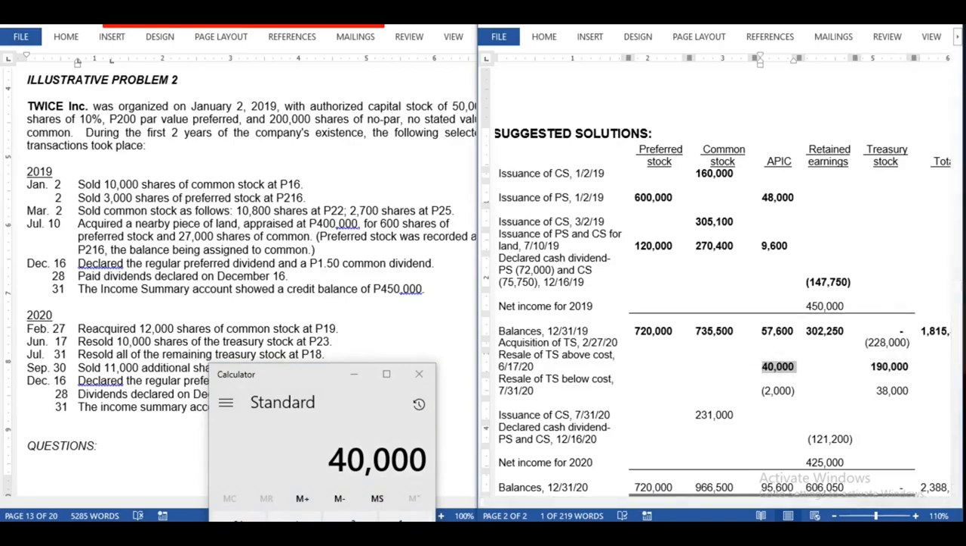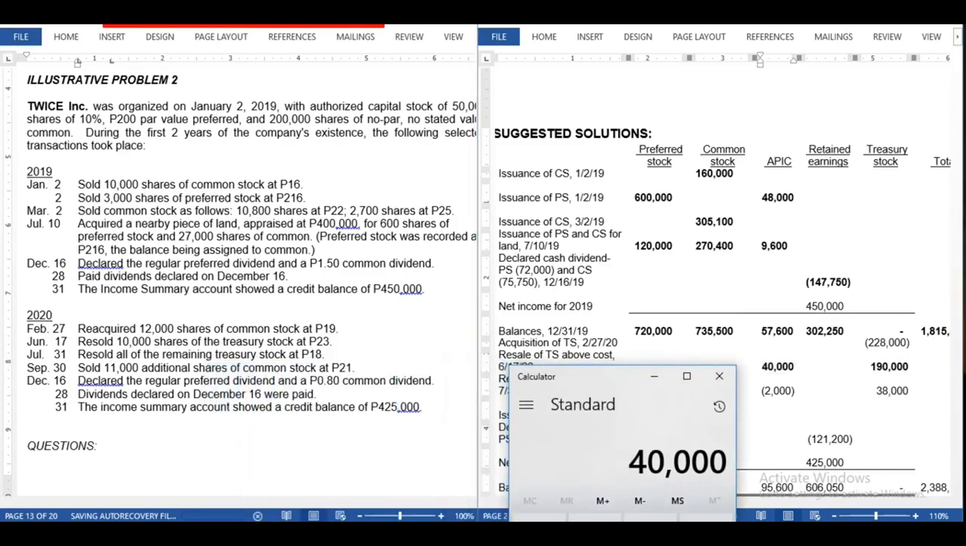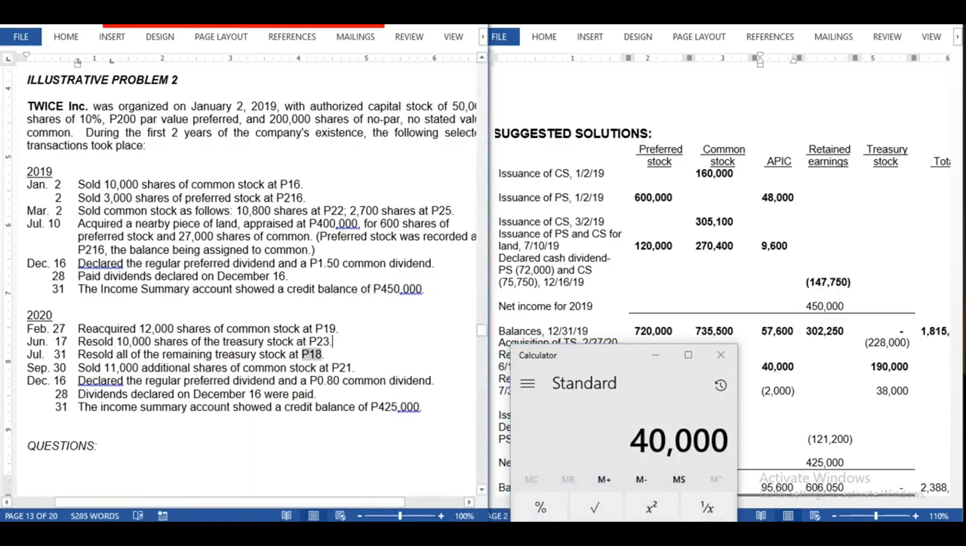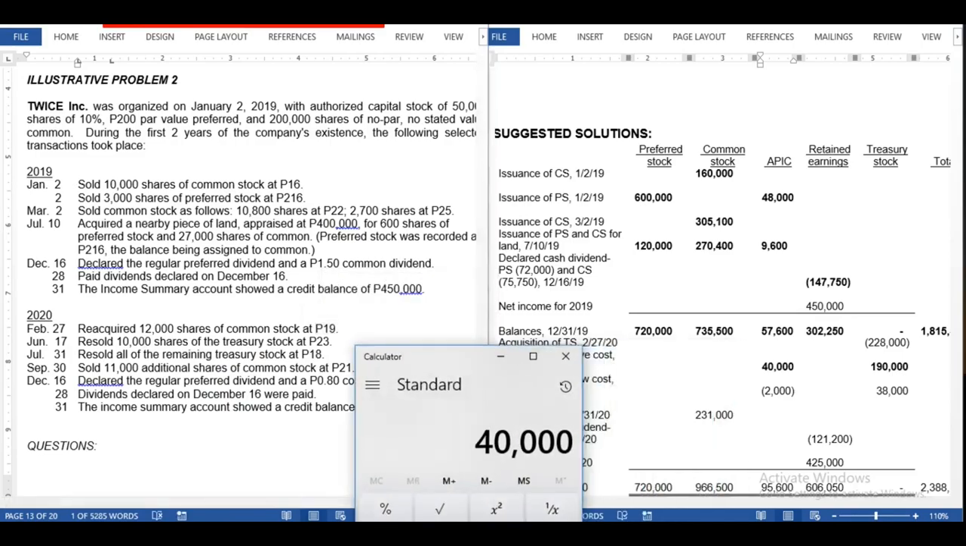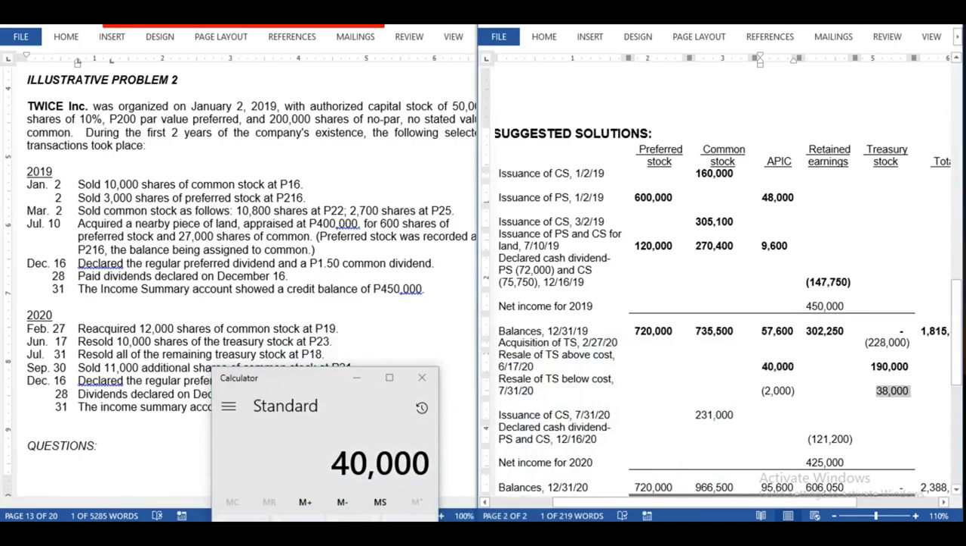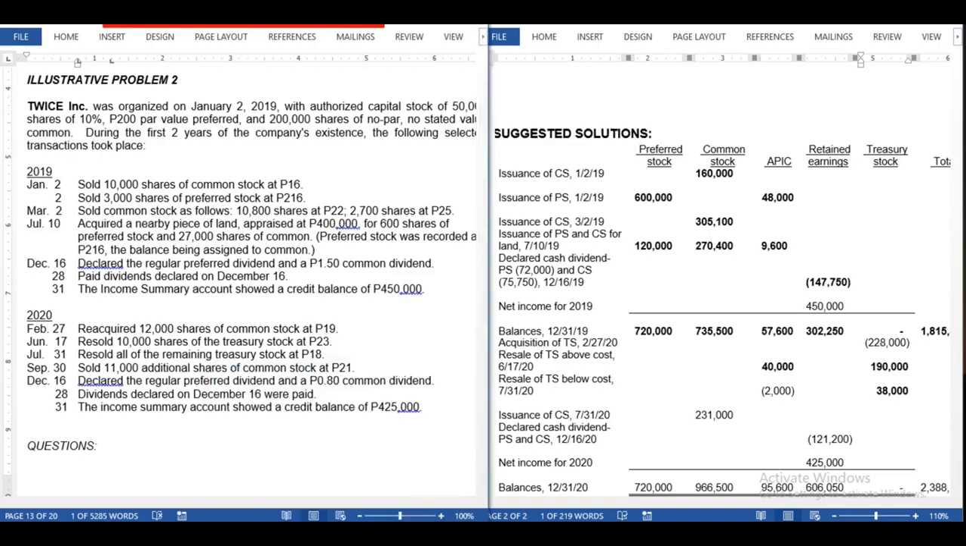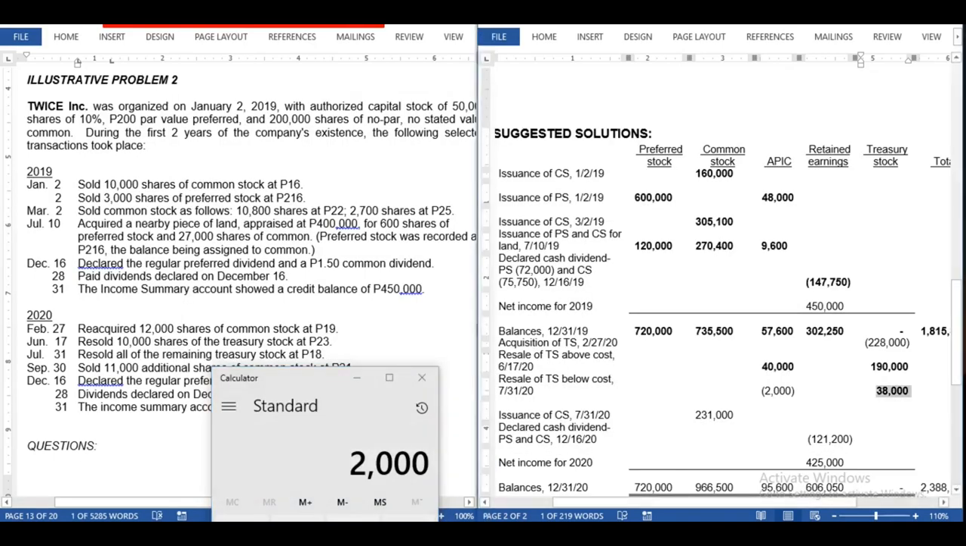Okay? And then the next one. It was resold, treasury stock resold below the cost. Okay? So 18 na siya, so it has a difference of 1. But of course, don't forget once again, treasury stock is recorded at cost. So how much is the acquisition? 19 times all the remaining 2,000, right? So 19 times 2,000 remaining, so it has 38. Okay. It will be deducted from treasury shares. And the 1 peso difference for 2,000, right? Only 2,000 remain. Multiply by 1 peso, because it is the difference of 19 and 18. So it has 2,000 charged to APIC, additional paid-in capital.